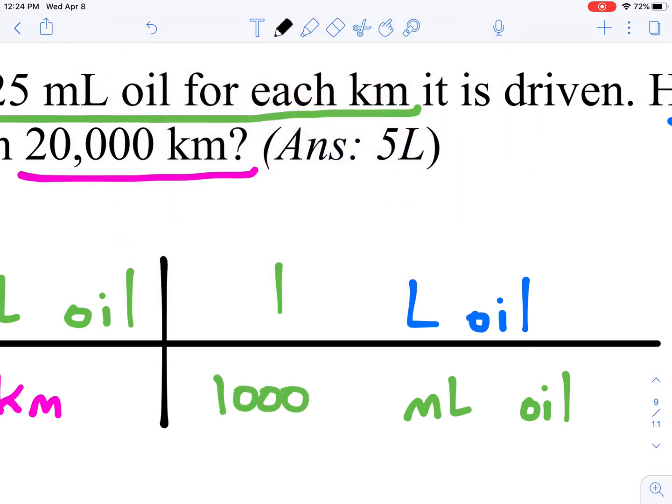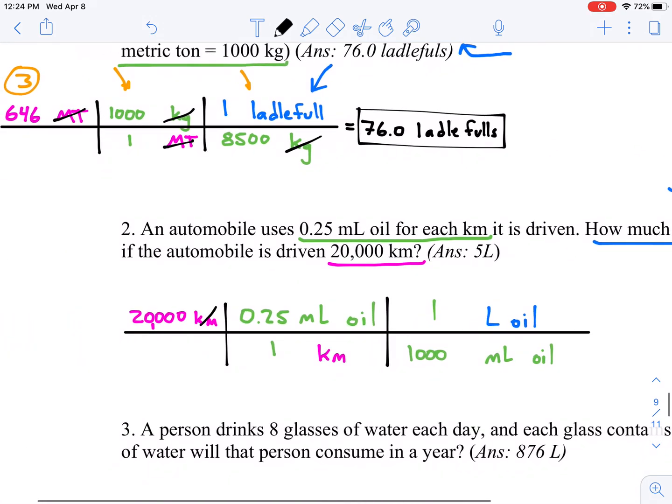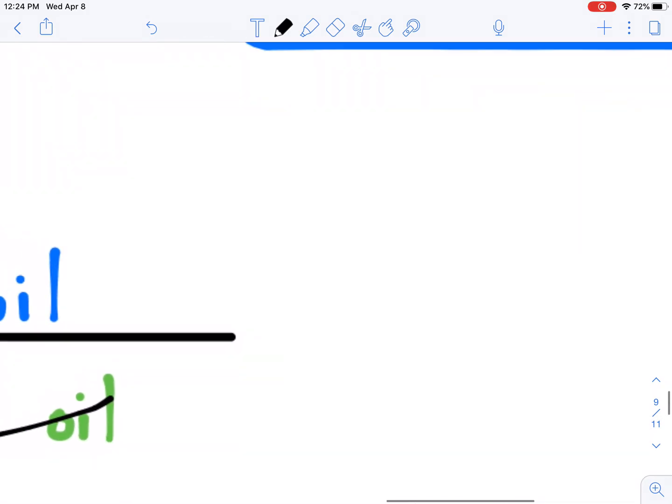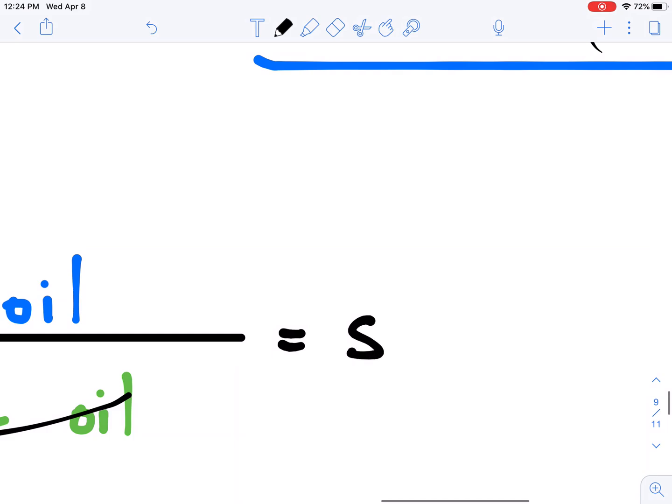And once you've done all of that, you'll notice that things cancel. Kilometers cancel, milliliters cancel. You're left with liters. If you do the math, again, multiply numerators, divide by denominators, you'll end up with 5 liters of oil.